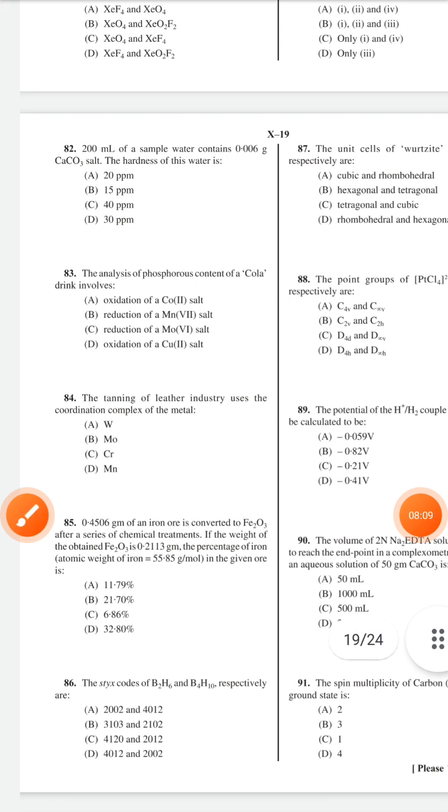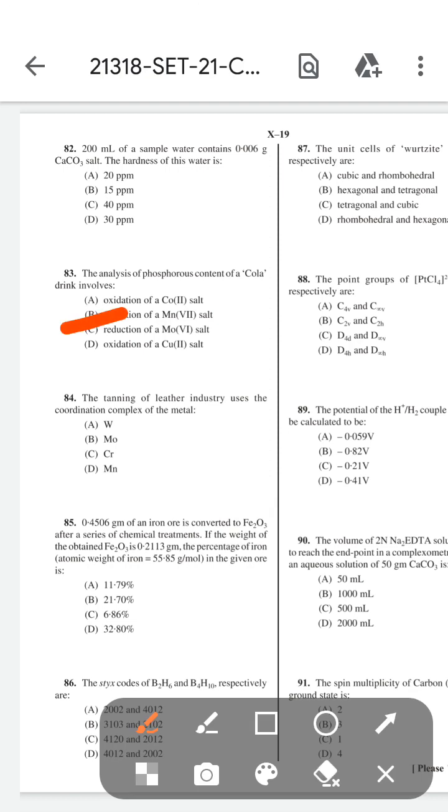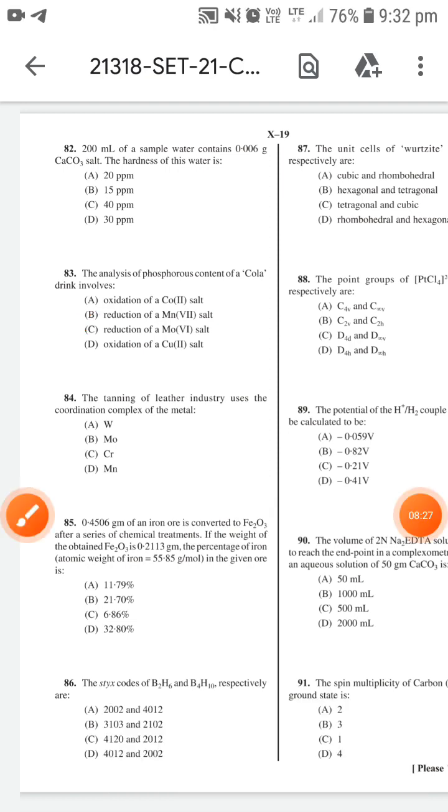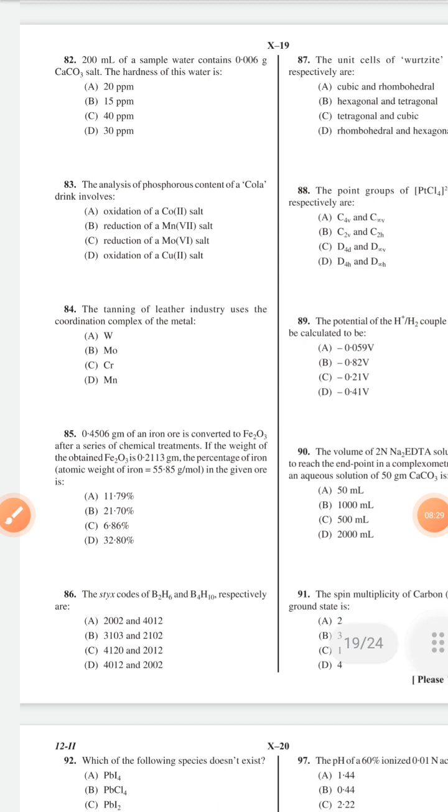Next question, question 83. The analysis of the phosphorus content of a cola drink involves reduction of a molybdenum 6 salt. Okay, so the correct option is option C. Next, 84. The tanning of leather industry uses the coordination complex of the metal chromium, option C.